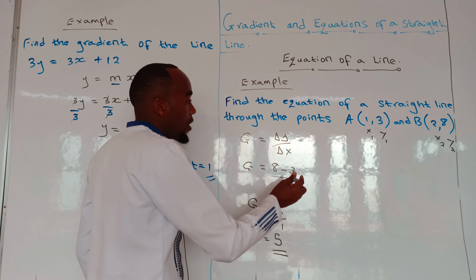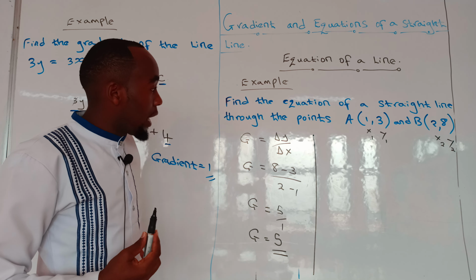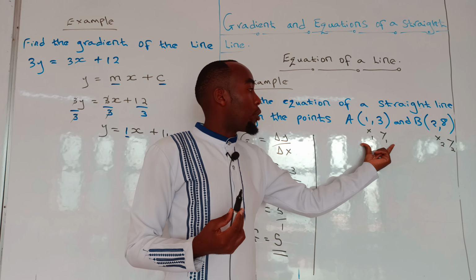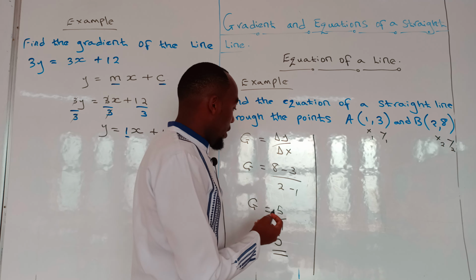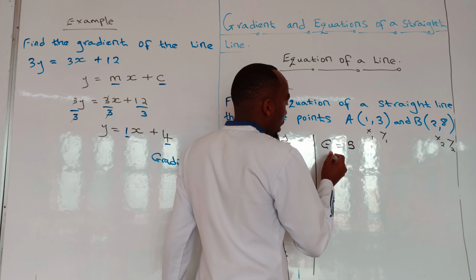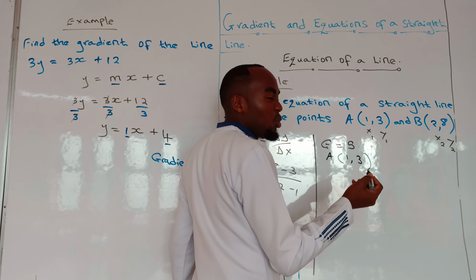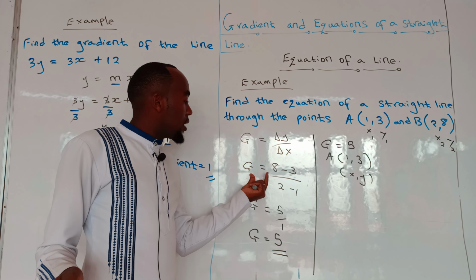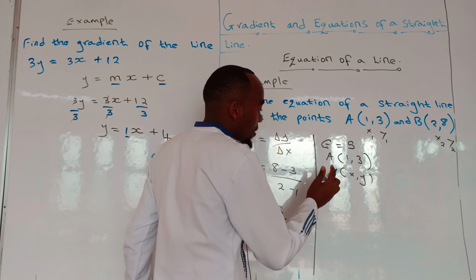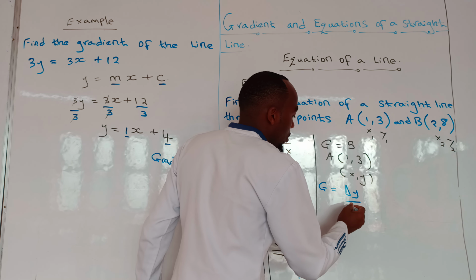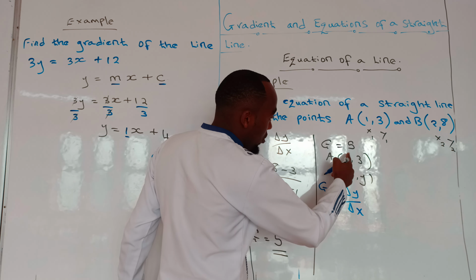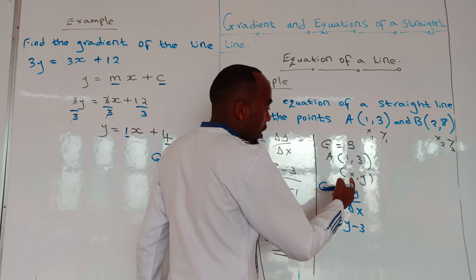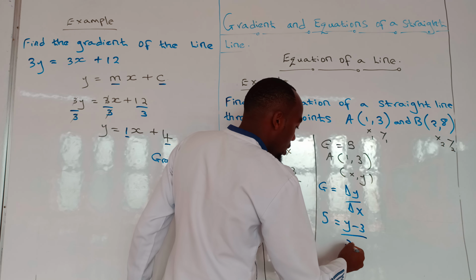Therefore, having the gradient as 5, now we can find the equation of a straight line. Because I've told you, we need the gradient and also 1 point. You can use point A or point B, with the other point being unknown. Therefore, using gradient as 5, we can use point A, which is (1, 3), and another unknown point, let us call it (x, y), so that in the same way we find the gradient, we say that gradient is given by change in y over change in x. Our gradient is now 5. Now, change in y will be y minus 3, then change in x will be x minus 1.